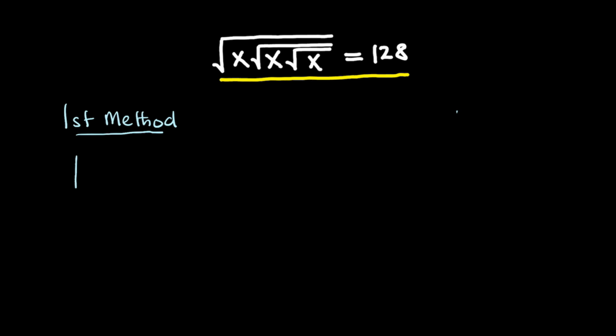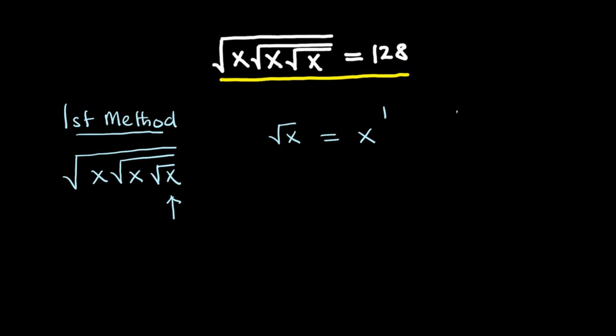And that would be to focus on the left hand side, which is the overall square root of x times square root of x times square root of x. Now let's focus on this first square root, which is root x. Root x here is the same thing as x raised to power 1 over 2. So we can say that we have simplified this into an index form.